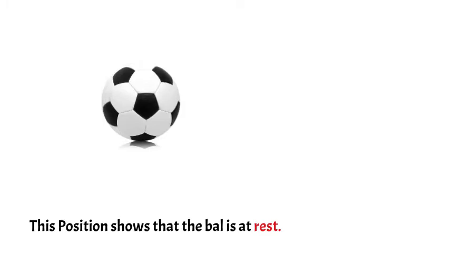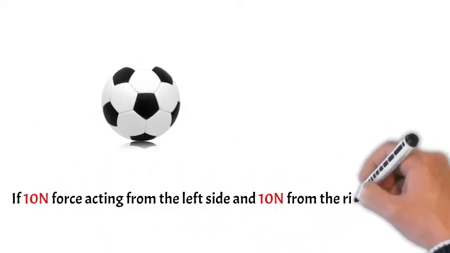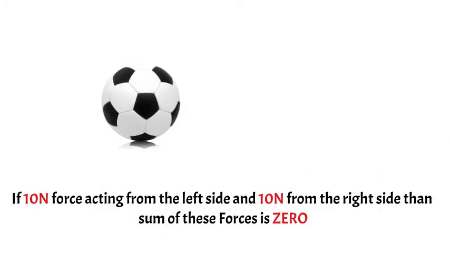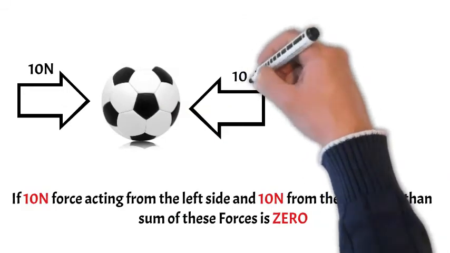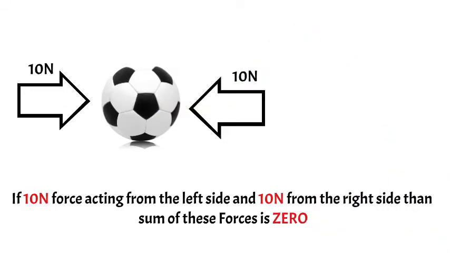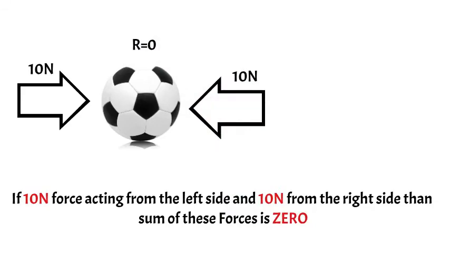For example, this ball is at rest because no force is acting on the object. If we look at it from another point of view, we apply 10 Newton force on the left side and 10 Newton force on the right side. The two forces have opposite directions but equal amounts, so the resultant force is equal to 0. So the ball will not move because equal amounts of force act on both sides.